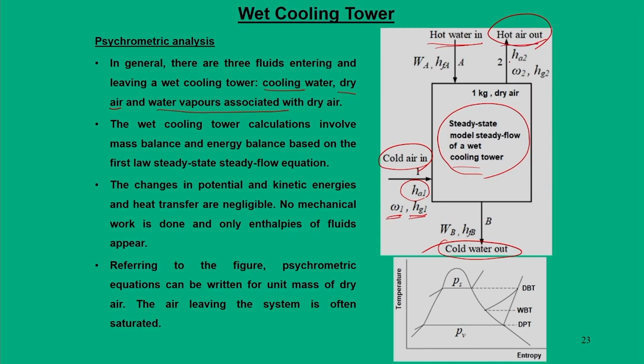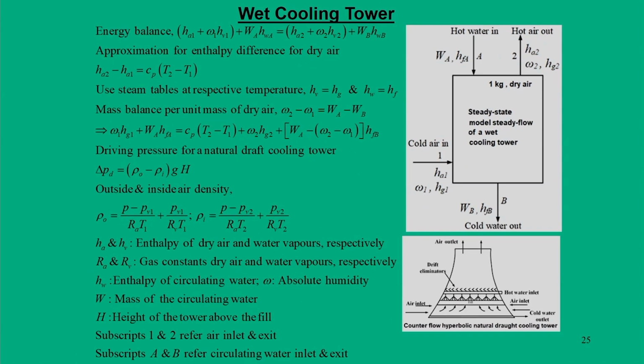Similarly, for hot air out we have HA2, omega 2 and Hg2. So, we take the advantage of the difference in the specific humidity of air, which absorbs more and more moisture as it passes within this tower. Now, if you see the complete equations for the energy balance for a cooling tower with this concept, then you can frame these energy balance equations.